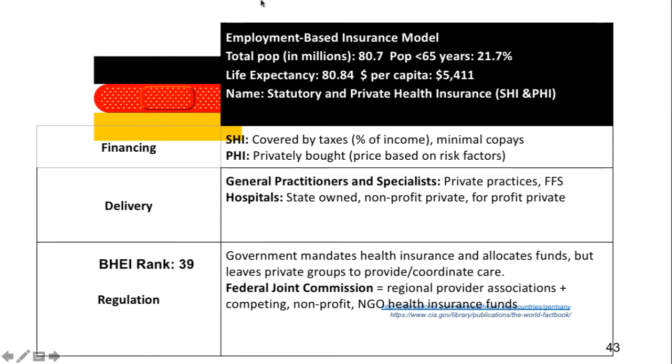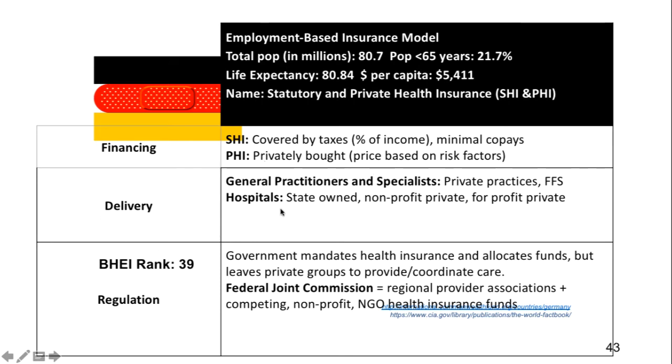The second type of the main model is the employment-based insurance model. The good example would be Germany. The name of the healthcare system is statutory and private health insurance. The financing is covered by taxes, and there are minimal copays, and there is privately bought insurance, which is priced based on risk factors.